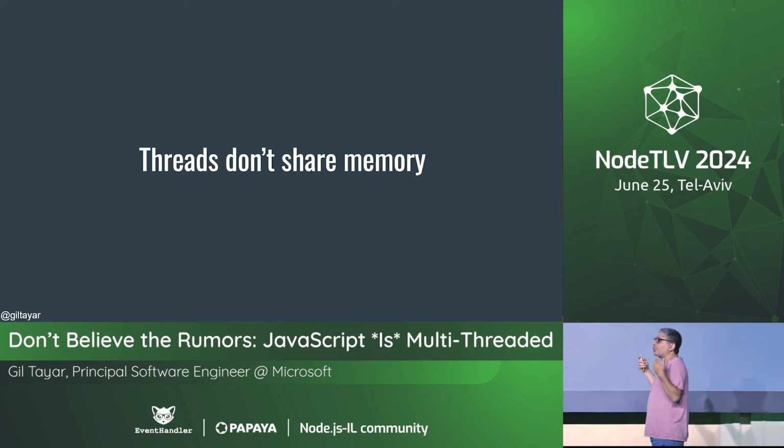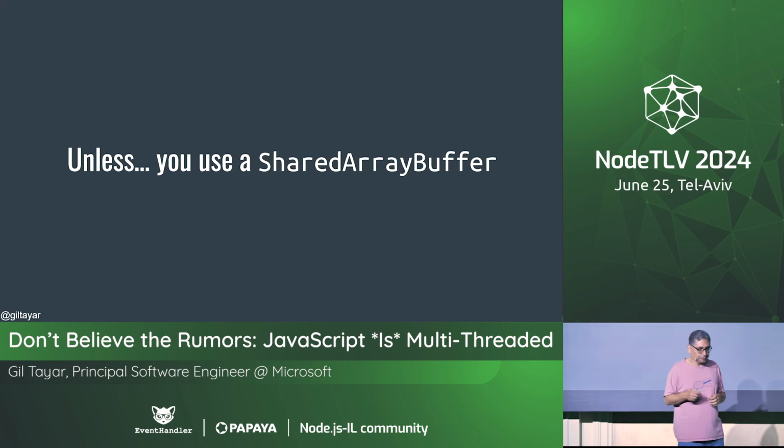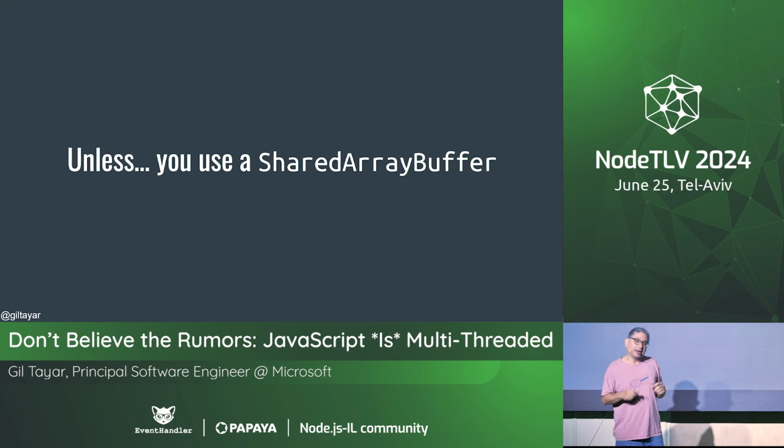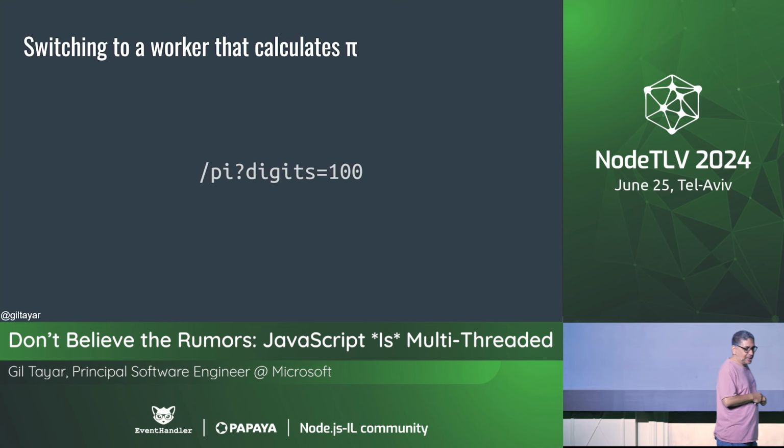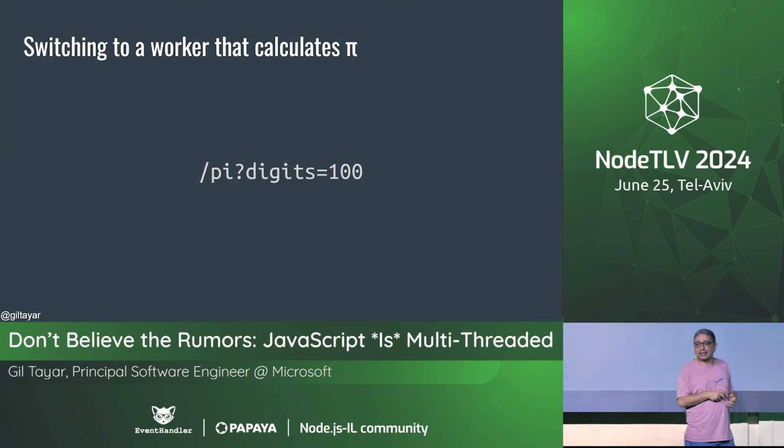So we said that threads don't share memory unless you use shared array buffer. Oh, makes sense, right? I'll switch to a worker that calculates pi because it's still a CPU-intensive operation, calculating pi.